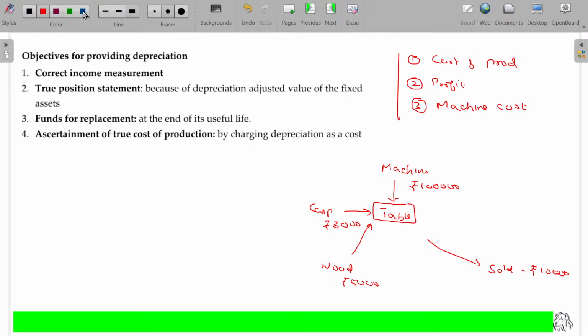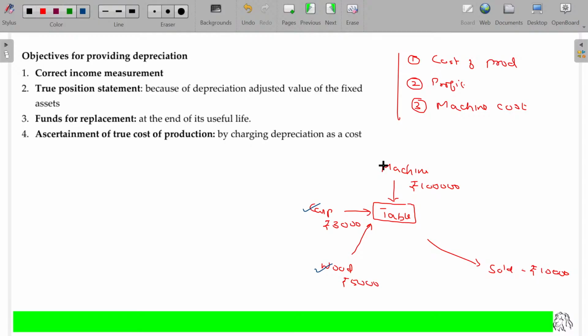Come on, tell me. What is the cost of manufacturing the table? Wood 5,000, without which we cannot manufacture. And of course, we need to pay the fee for the carpenter, 3,000. And we need to use a machine also. Machine, rupees 1 lakh. Now tell me whether the machine is an expense or not. You cannot say the machine is an expense.